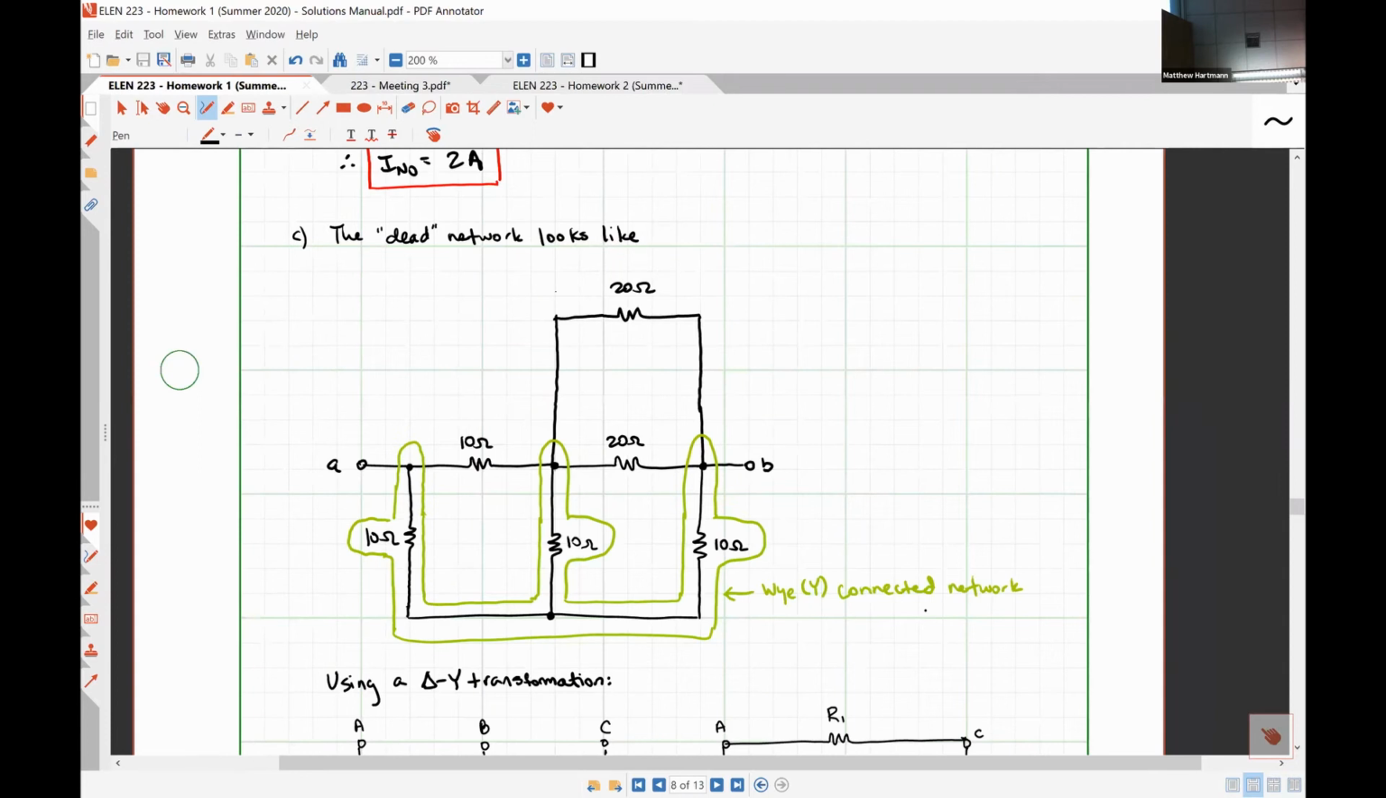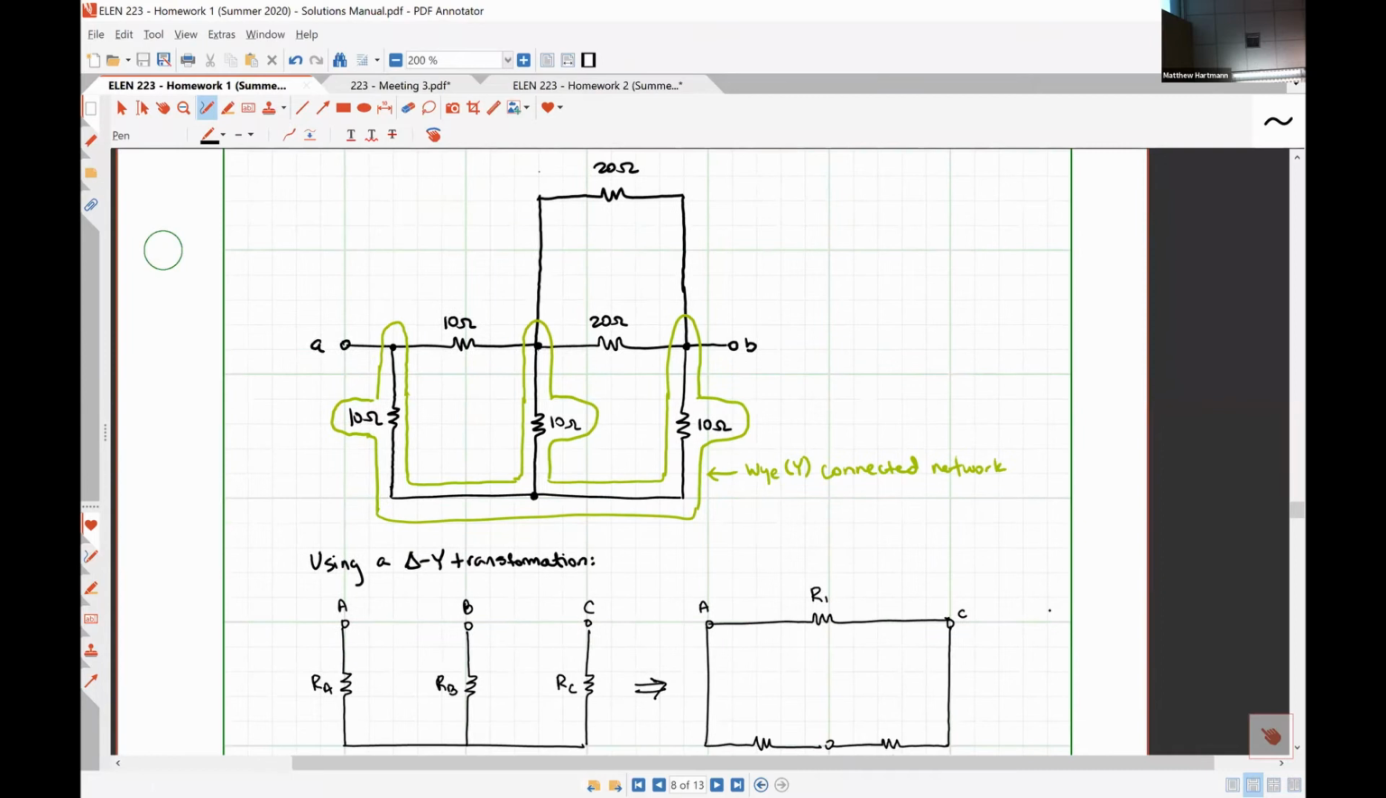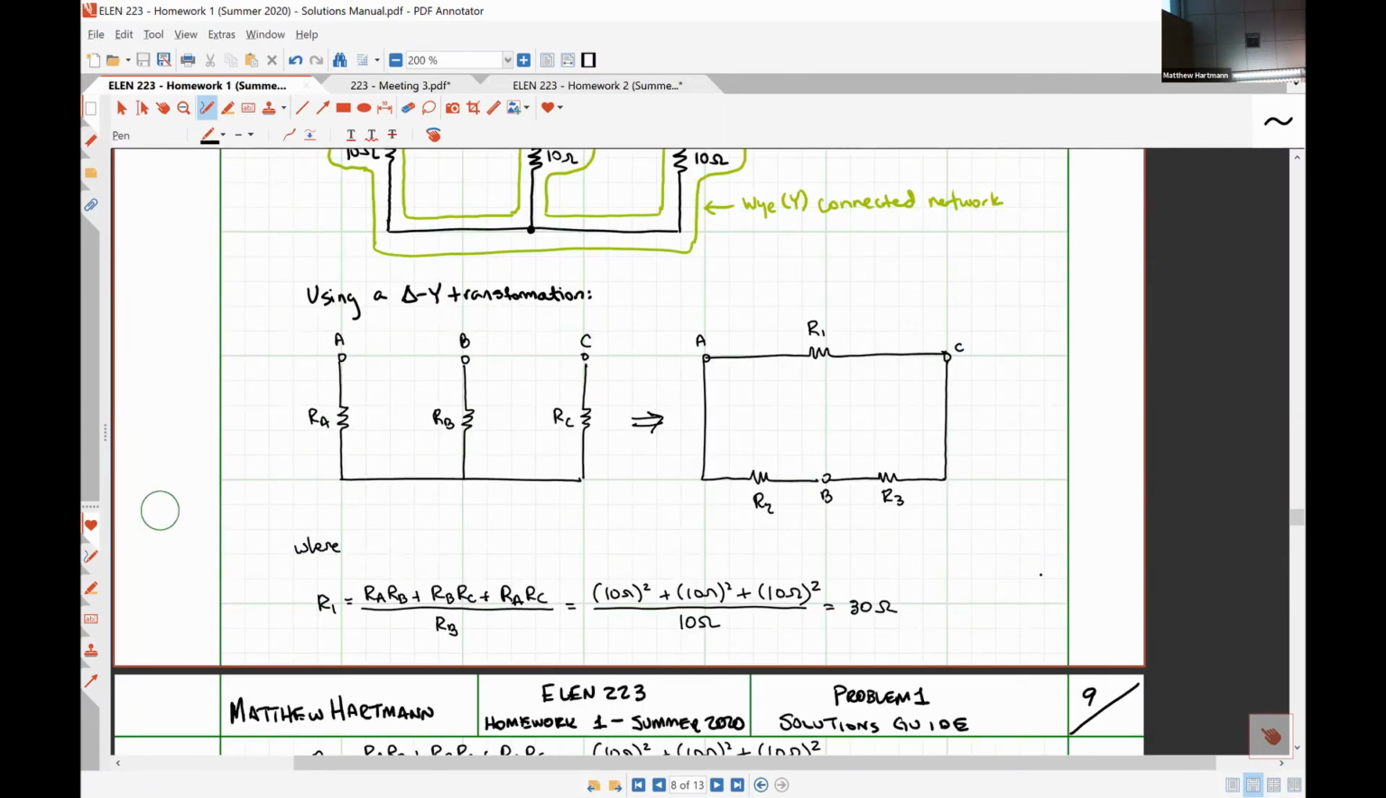This is the delta Y transformation stuff that I talked about yesterday. So I was able to realize that this is a Y connected network. And then I have some stuff here on how to perform a delta Y transformation. So if I have a Y network, I guess this should be a Y delta transformation technically, so I'll change that. So I have a Y connected network. I know it doesn't look like a Y, but it is. And then this is a delta connected network.